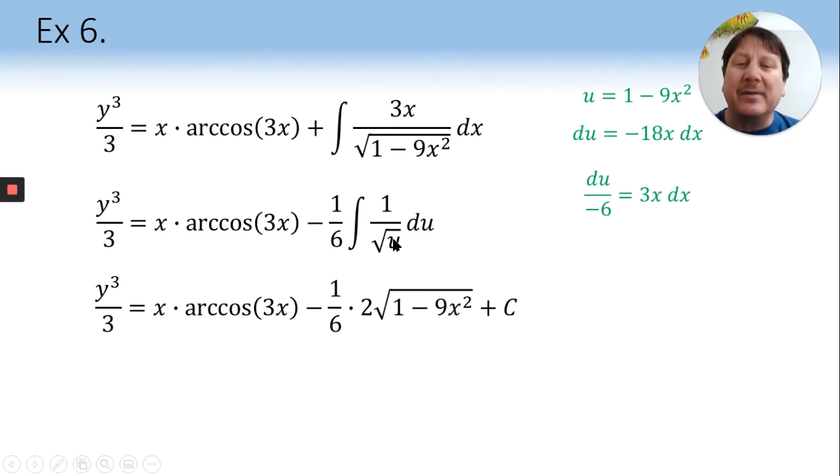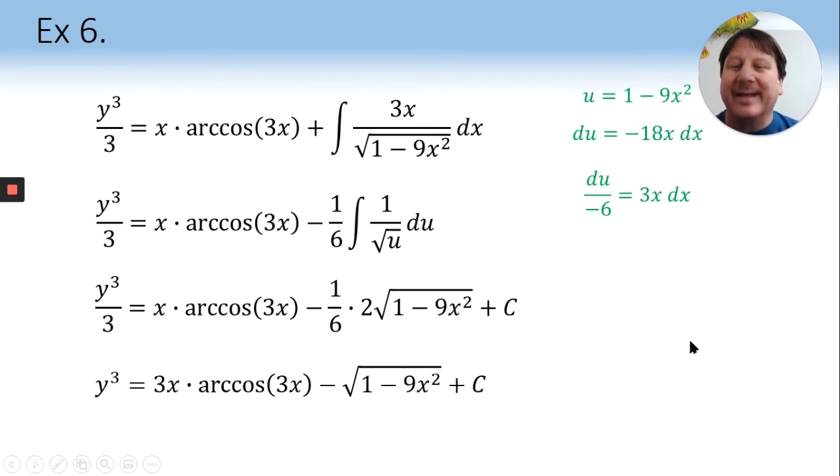And then that is u to the negative 1/2 plus 2/2 is positive 1/2. So we get the square root of u times the reciprocal of 1/2. And then, of course, u was 1 minus x squared. And don't forget your constant of integration. Oh, but we're not done. There was an initial value. Let's go ahead and use that initial value.